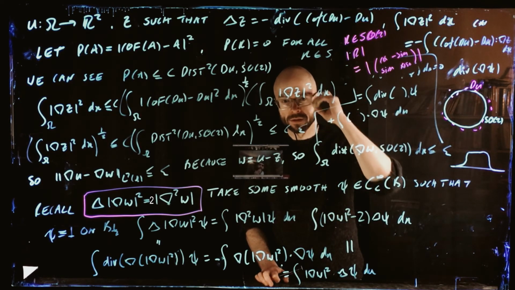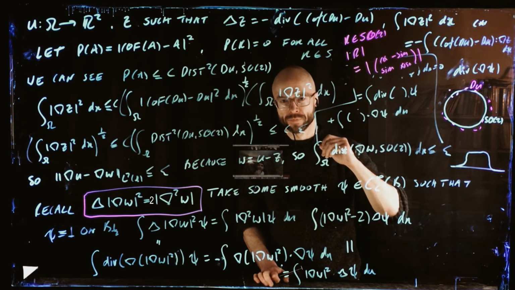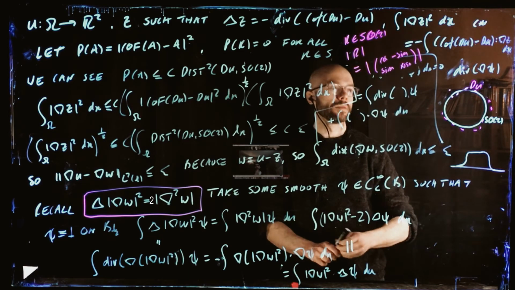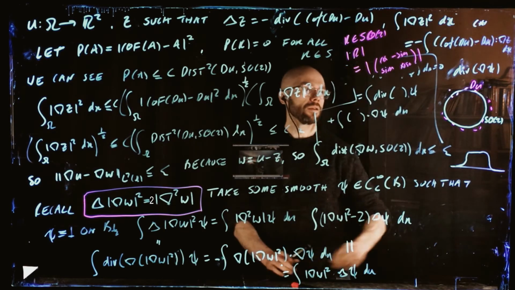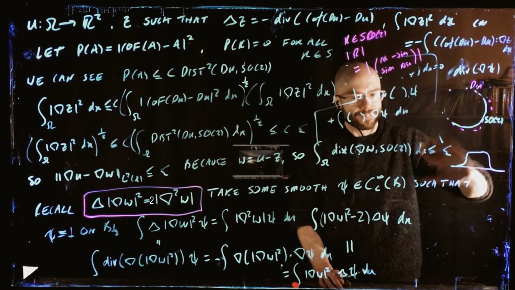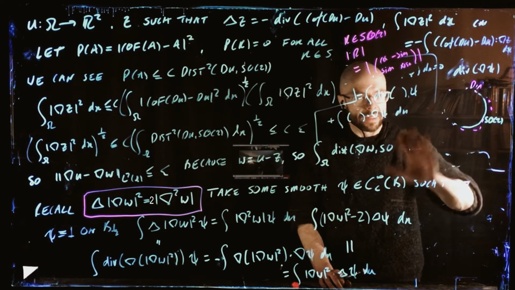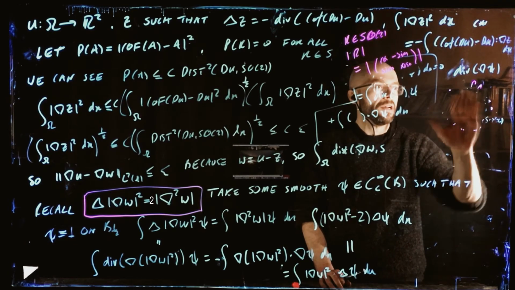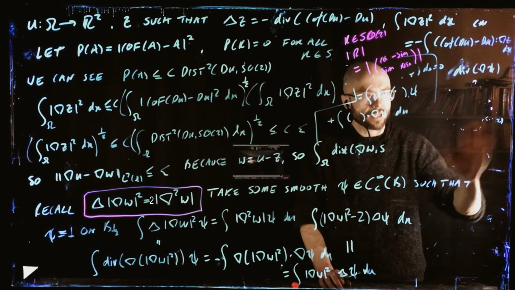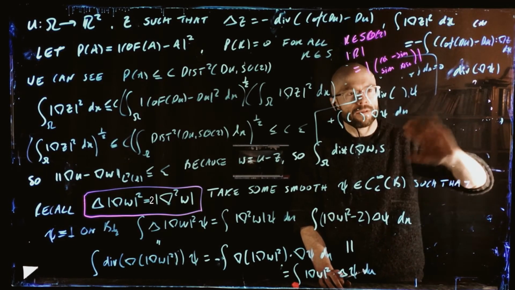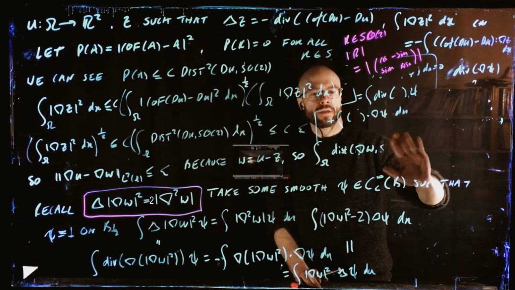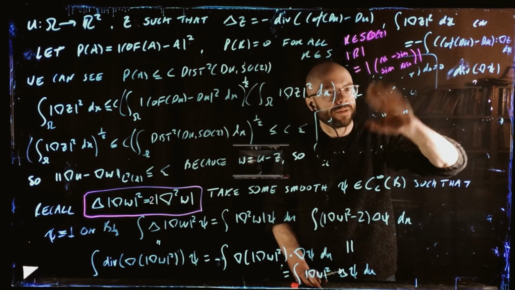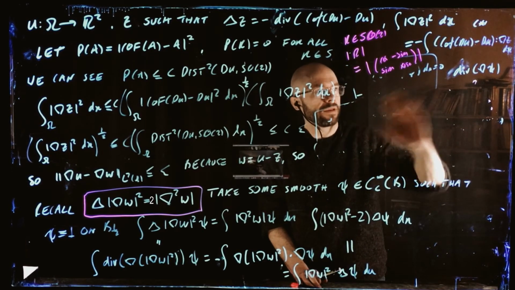Do you all see what I mean? So, I'm running out of space. I want to keep these equations all in the same place. What that means is that we can control this final thing here by something involving the norm of the gradient. And that's what I'm about to show you.